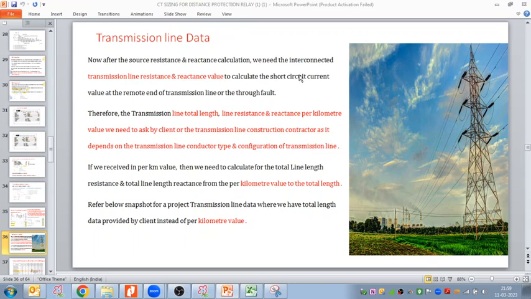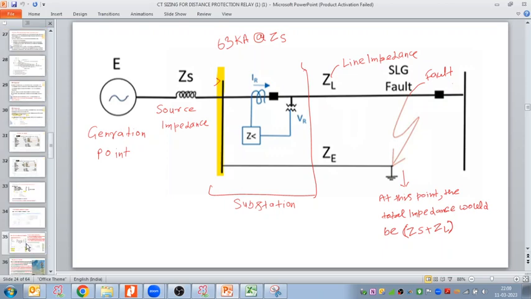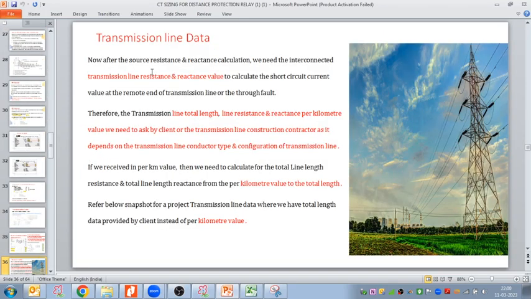Now after the source resistance and reactance, for the through fault current calculations, we are coming to the transmission line. After the source resistance and source reactance calculations, we need the interconnected transmission line resistance and reactance values to calculate the short circuit current value at the remote end of the transmission line. We need to calculate the through fault current.